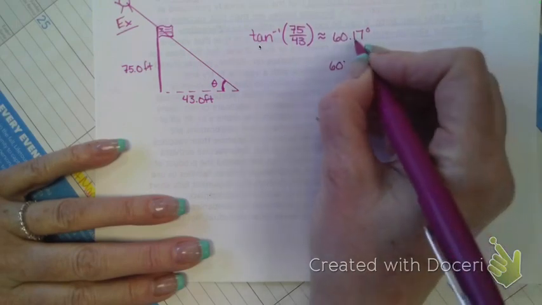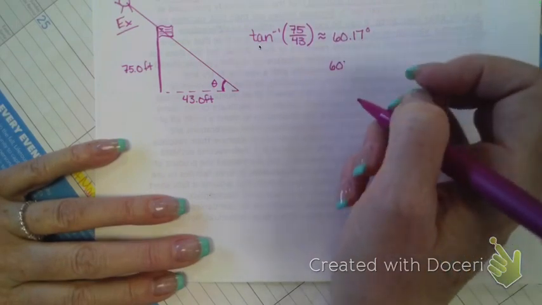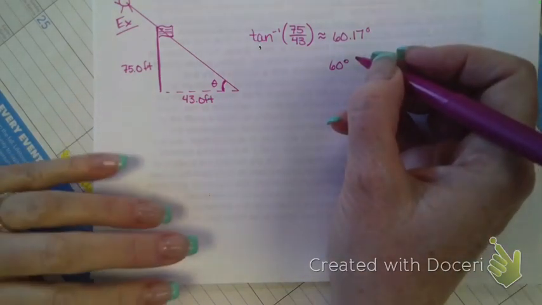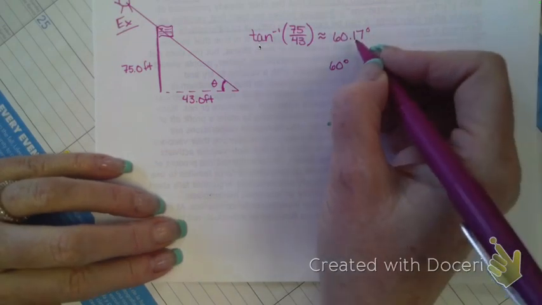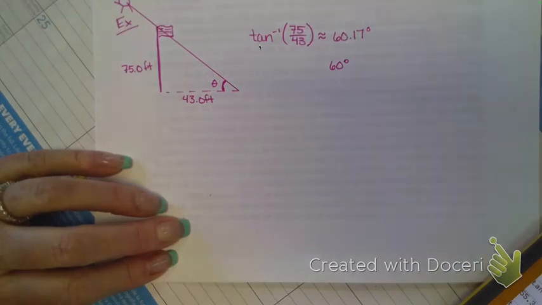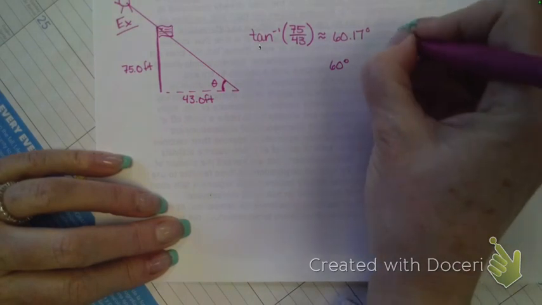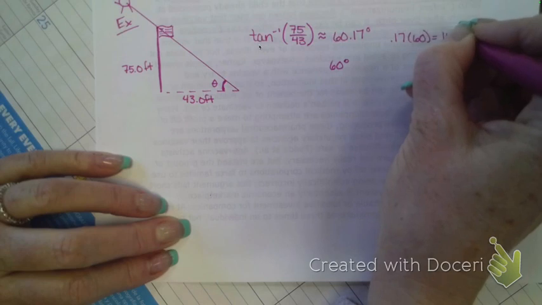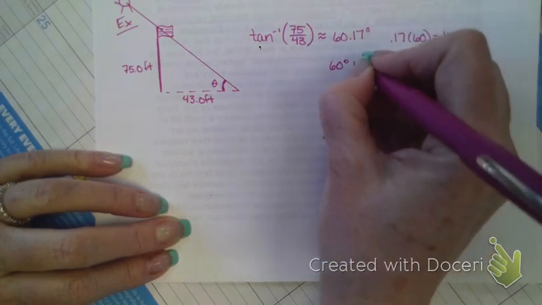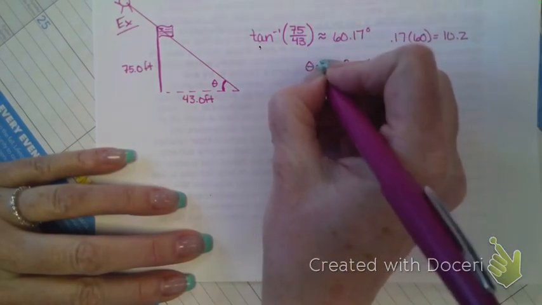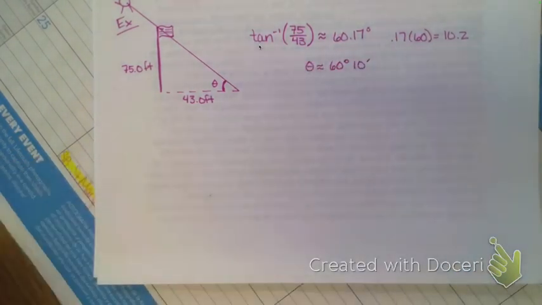How do I get 0.17 to minutes? It's divided, isn't it? Times? Times, because you're taking a decimal and going bigger. Oh, right. So 0.17 times 60. So 0.17 times 60 gets you 10.2. So that would be 10 minutes. So theta is approximately 60 degrees, 10 minutes.